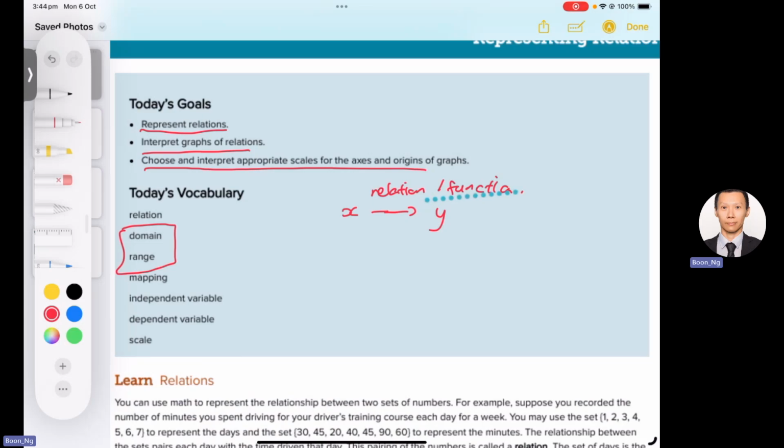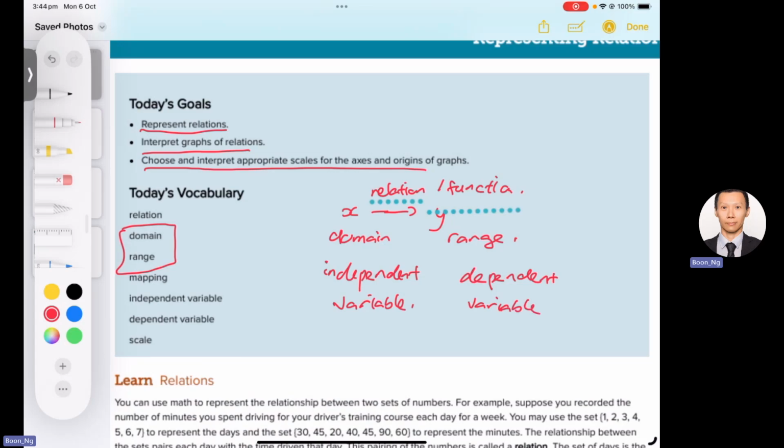And when we have x and y, we have different names for it. We can also call x the domain. We can also call x the independent variable. As for y, there's another name for it. You can call it range. You can call it dependent variable. Okay, so it's just different names, but they all refer to the same thing.